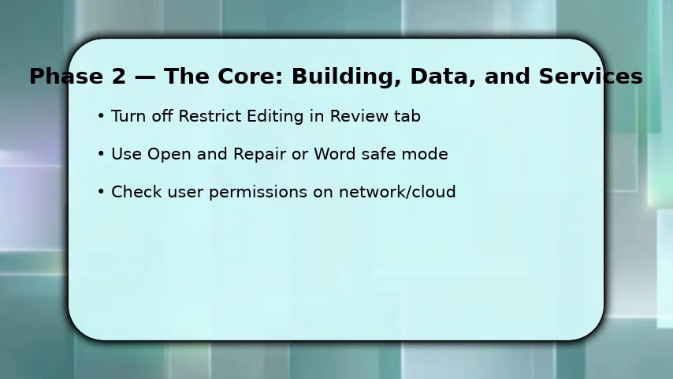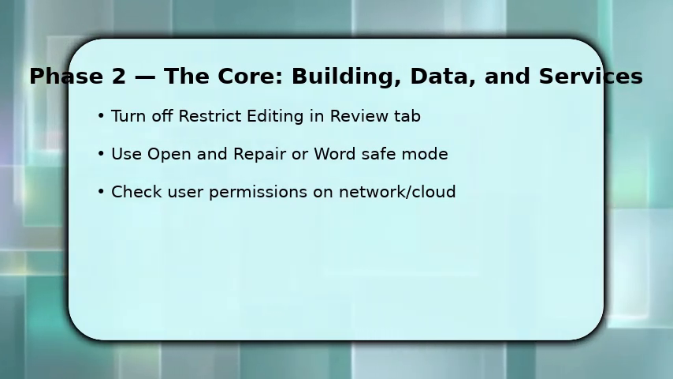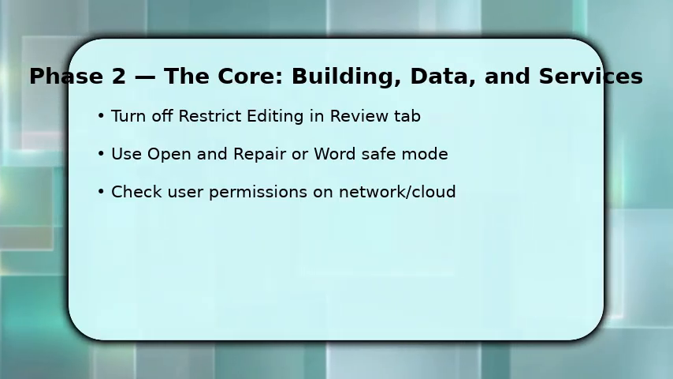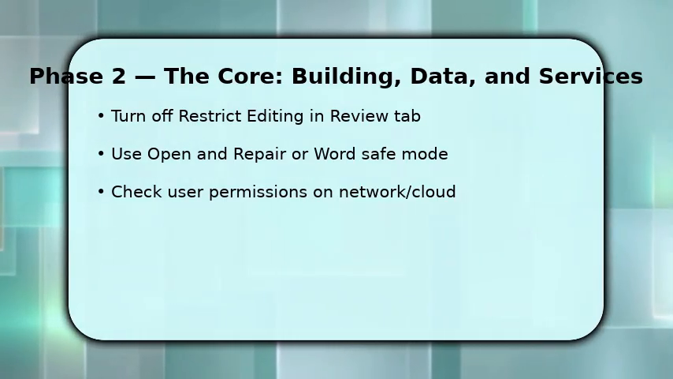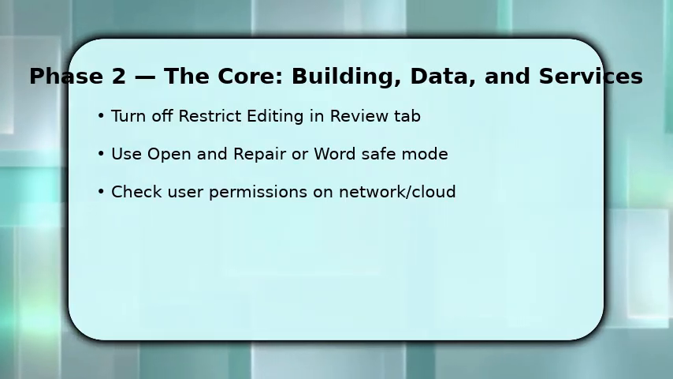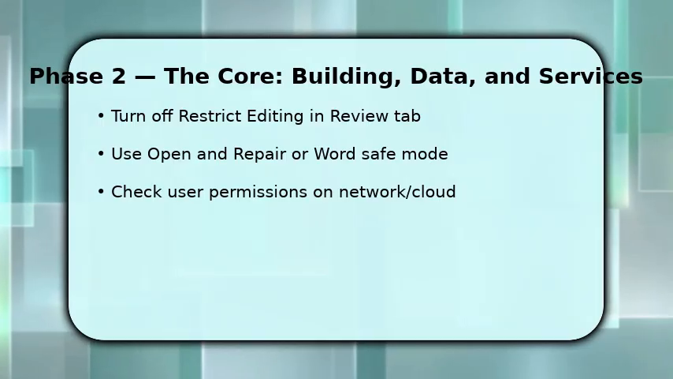Next, you remove protection and attempt recovery. Go to Review, Restrict Editing, and click Stop Protection. Enter the password if you have it. If that fails, close Word and reopen in Safe Mode. Hold Control to disable add-ins, then use File, Open and Repair on the original file.